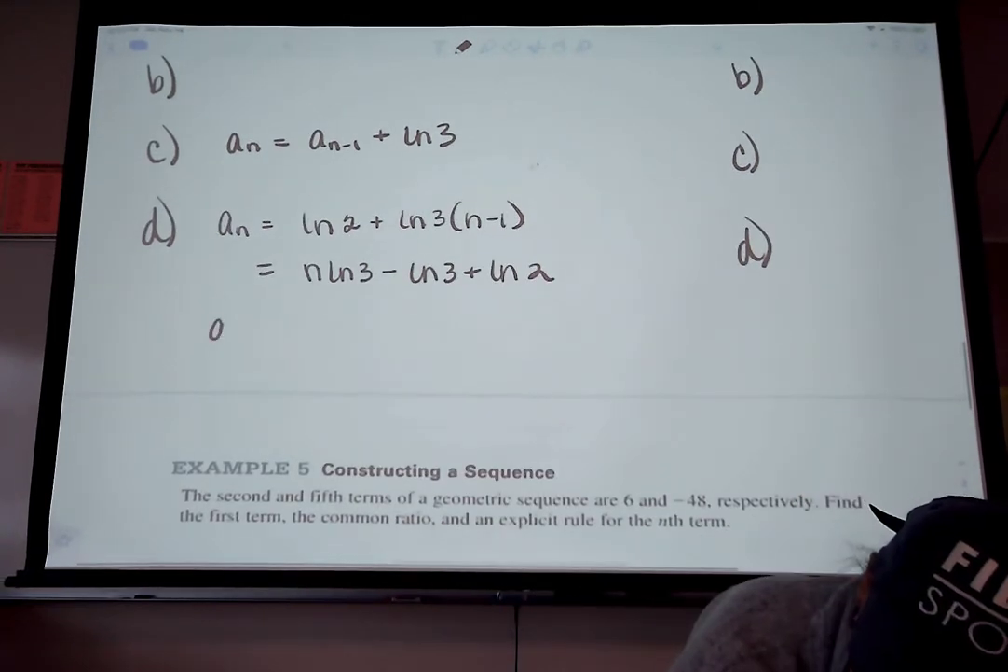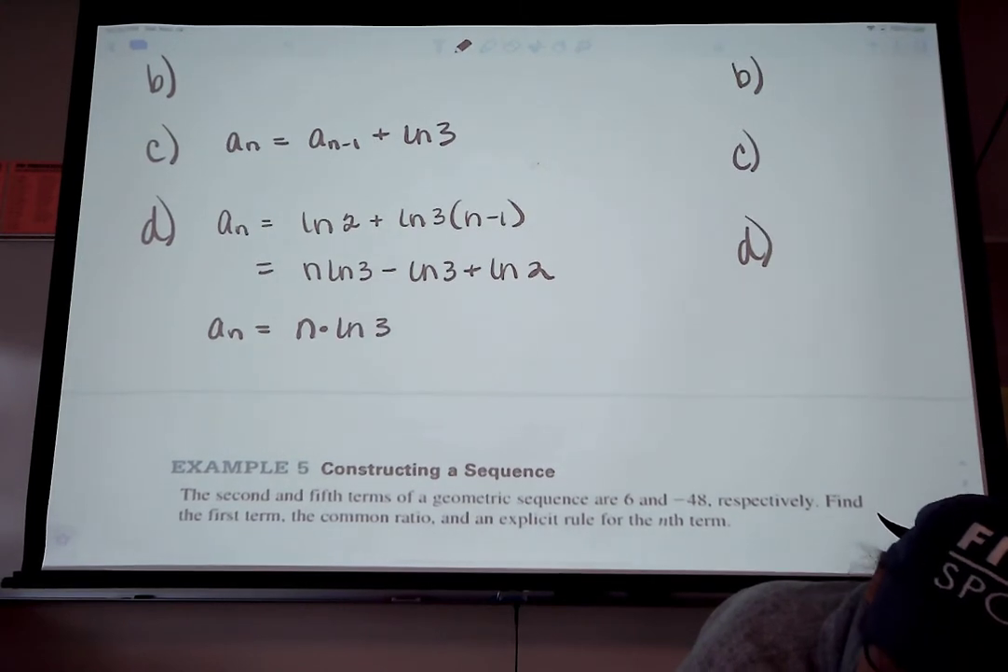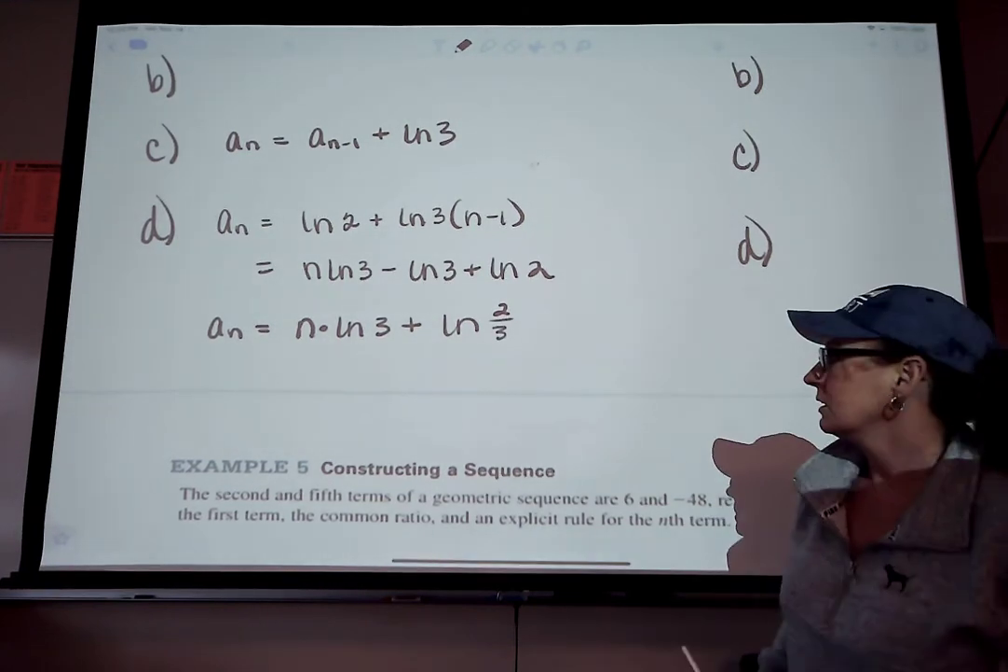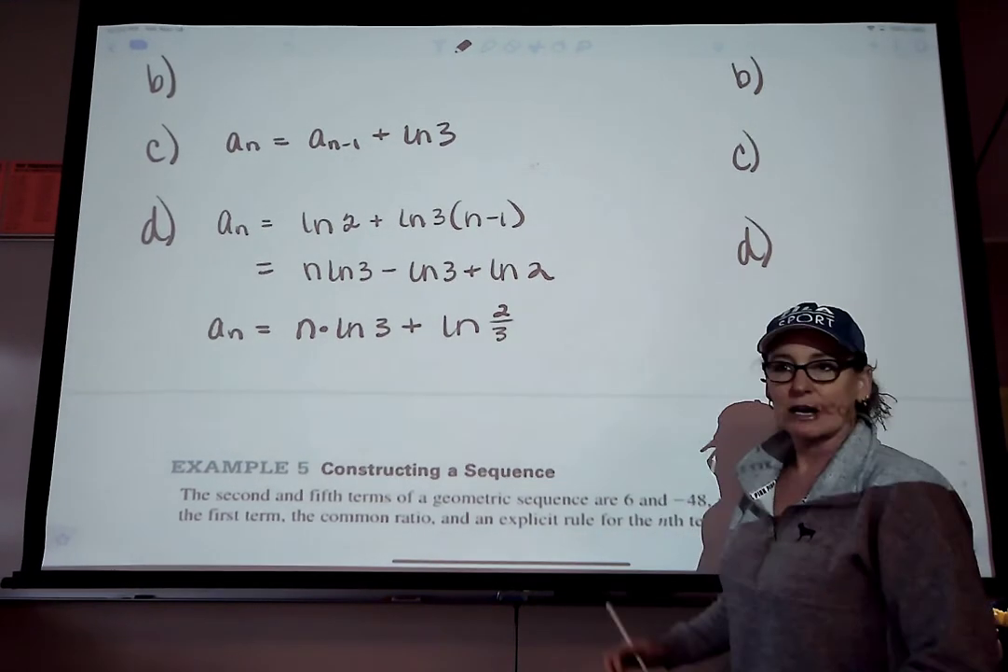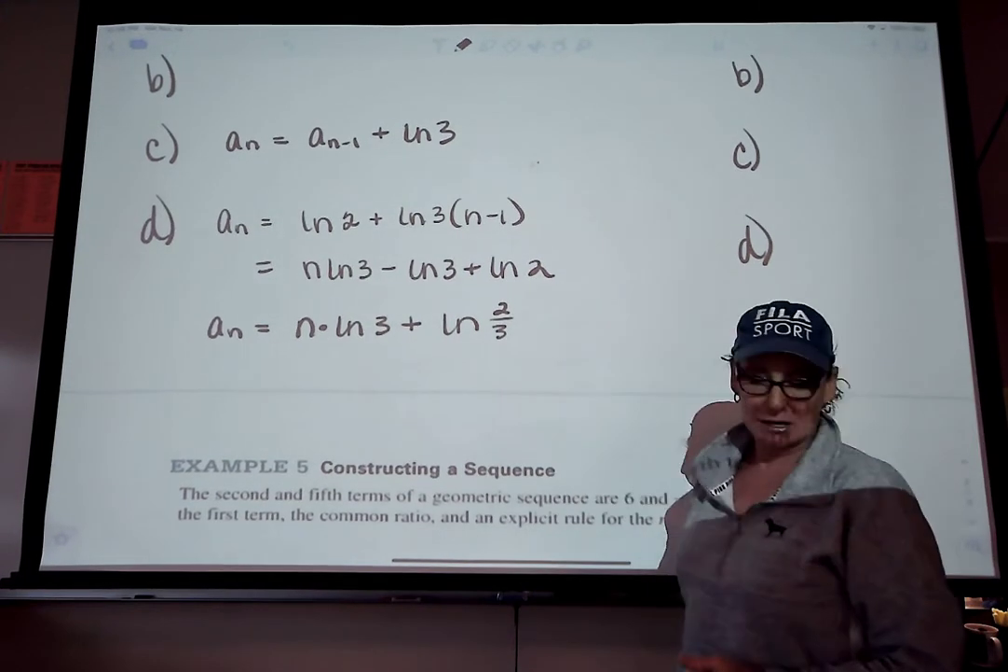So I can say a sub n equals n times ln3 plus natural log of 2/3. Because this one would be negative, this one would be positive. When I condensed them, the 3 would be on the bottom.